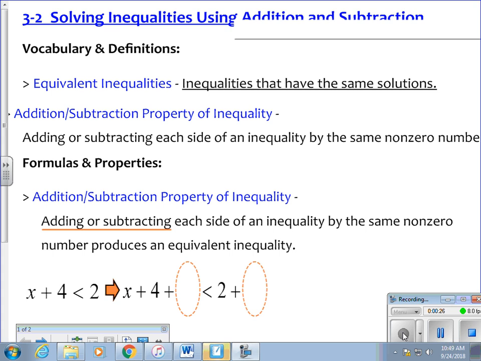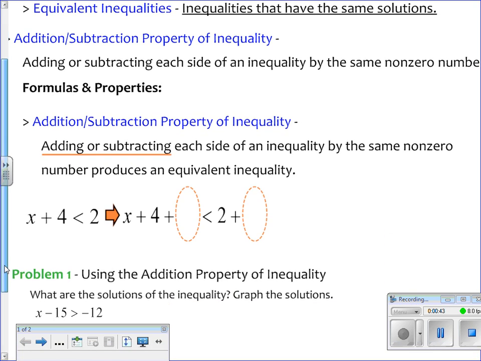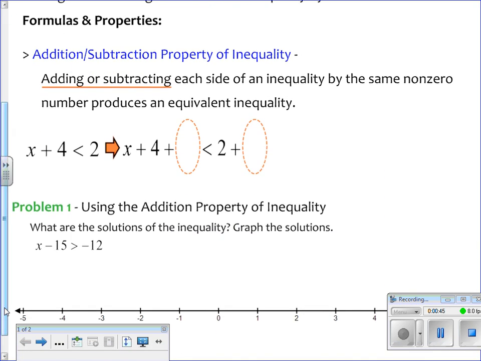Adding or subtracting each side of an inequality by the same non-zero number. Basically, you solve inequalities the same way you solve equations. You have the addition subtraction property of inequality: adding or subtracting each side of an inequality by the same non-zero number produces an equivalent inequality.